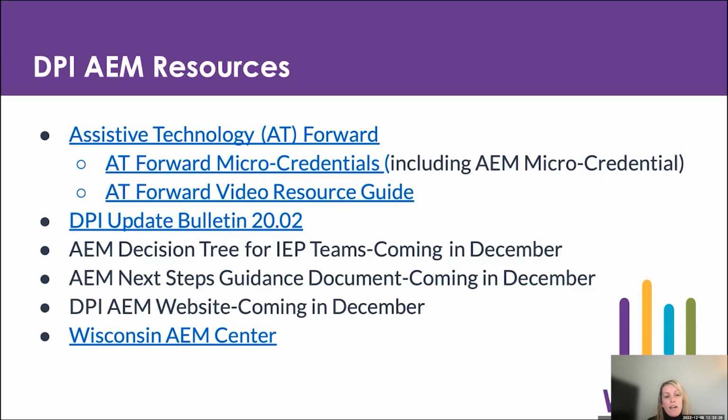In addition, the DPI updated bulletin, which I keep referencing, that link has been provided. And very exciting, we are bringing the AIM decision tree as well as an AIM Next Steps guidance document. Both of those should be published in December, and we're looking forward to that. They will be published on an AIM website, which can be found underneath the Assistive Technology main page. We're excited about that launching in December as well. And lastly, you'll see the link to the Wisconsin AIM Center. If you have any questions or need any support, please feel free to reach out to us.